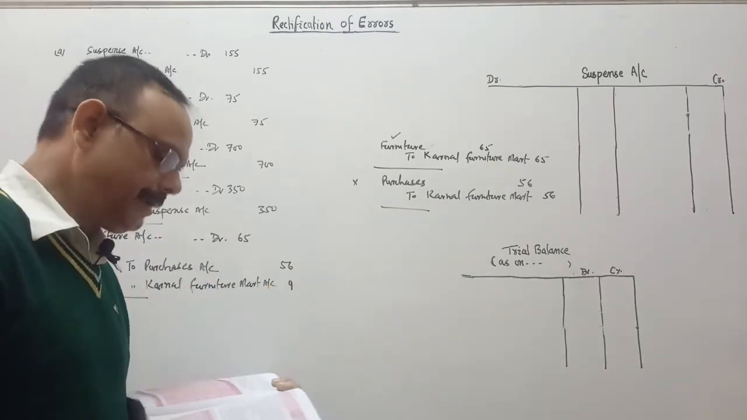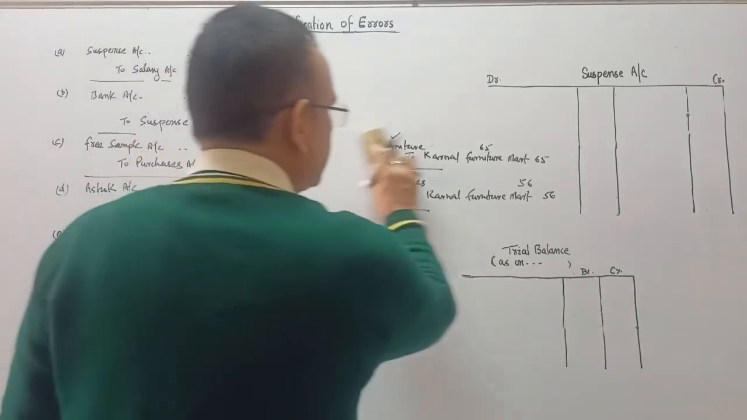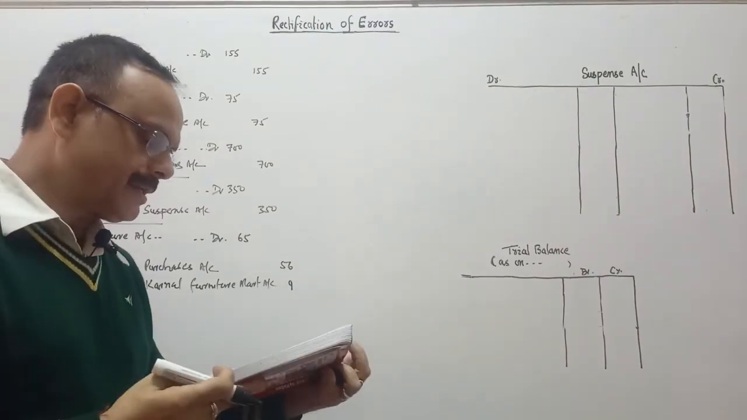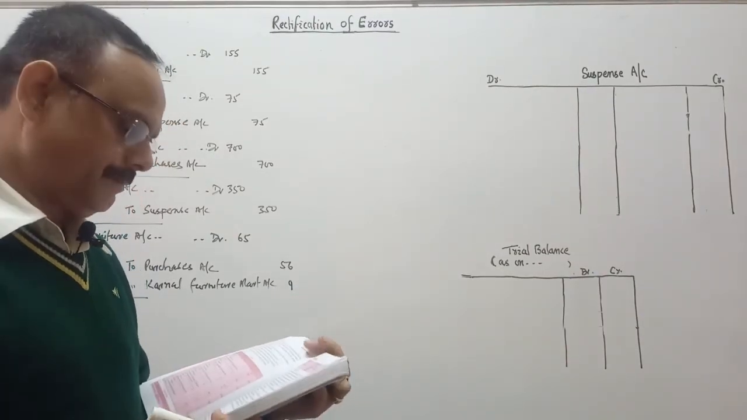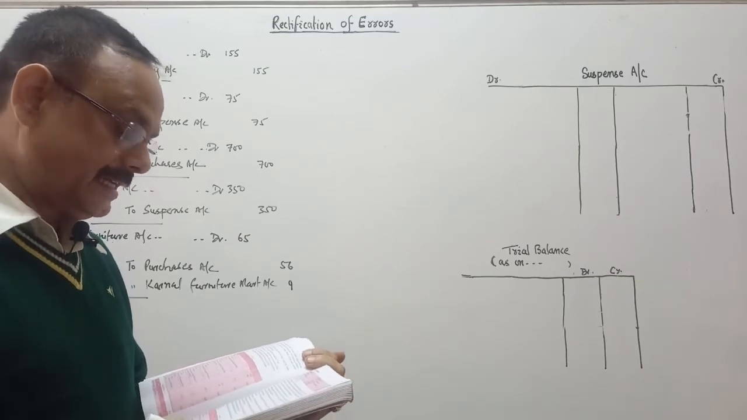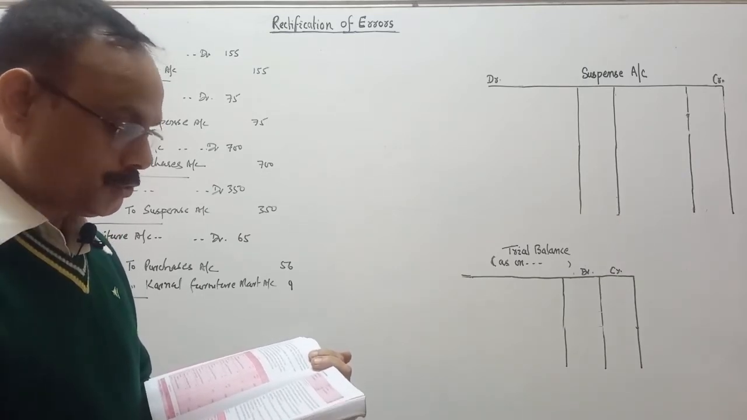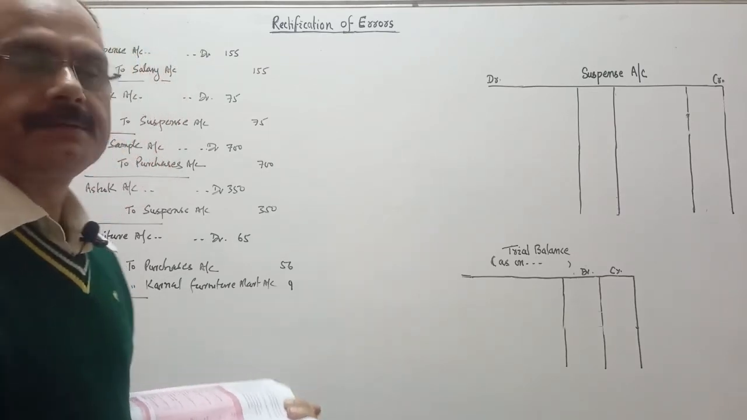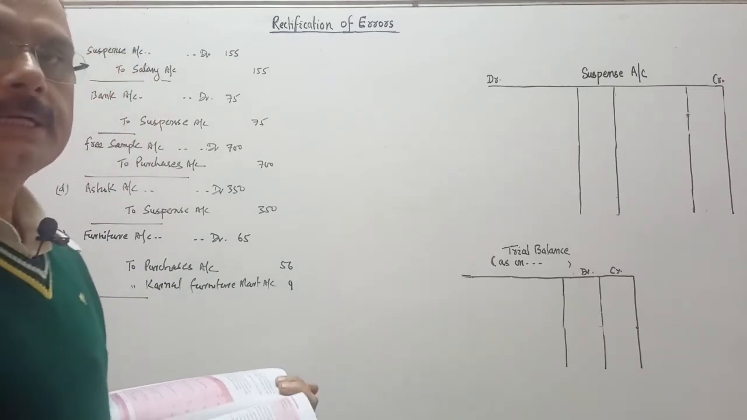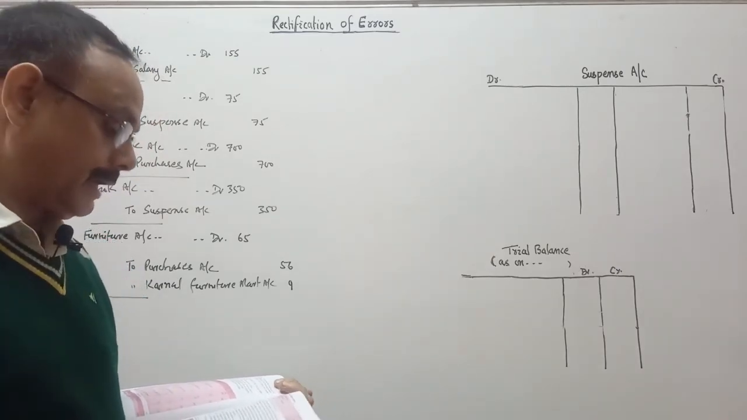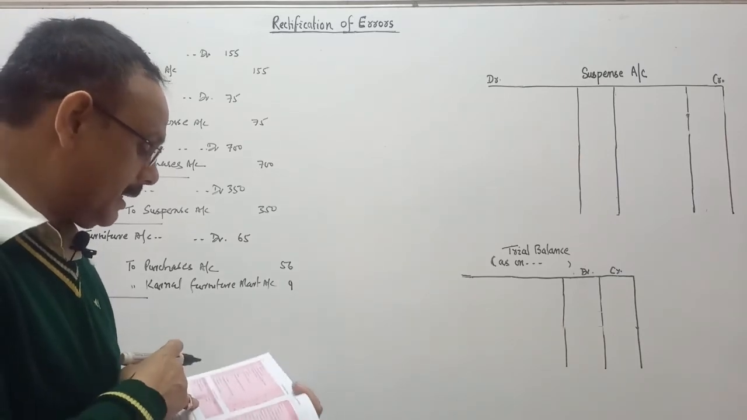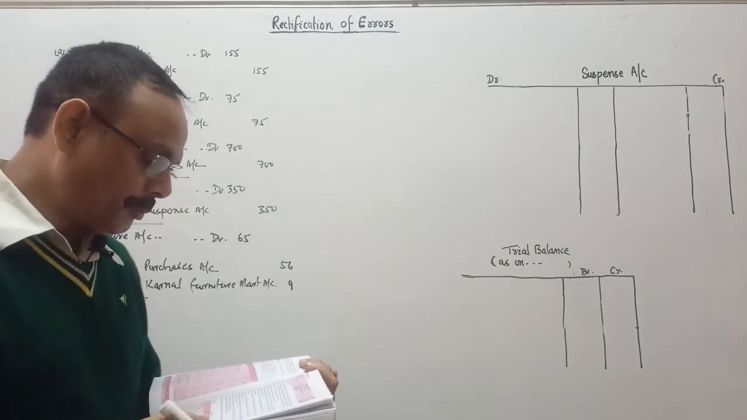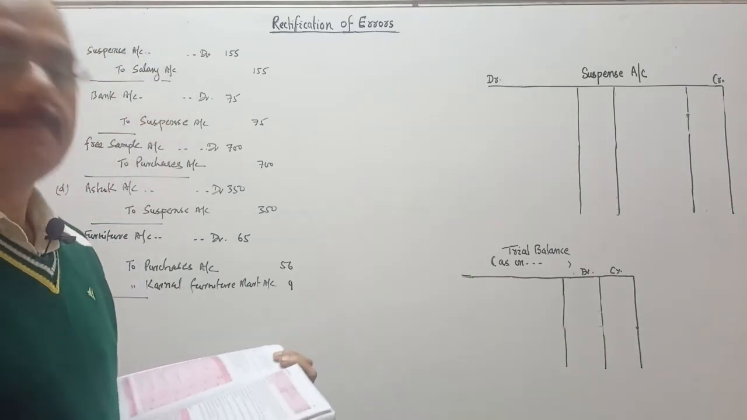Now coming to the next error. The next error is old machinery sold to proprietor Keshav was entered in the sales book as sale to Kishore. When the old machinery is sold to proprietor Keshav, it is sold at rupees 400 to Keshav. Okay, who is Keshav? Keshav is the proprietor. So it means the proprietor has taken this machinery.